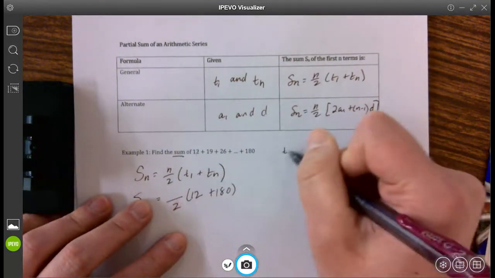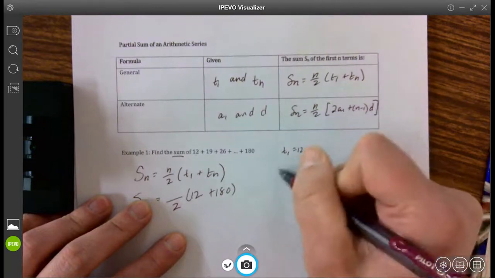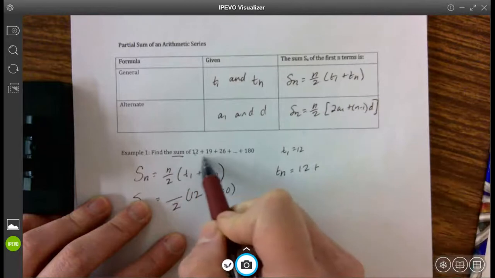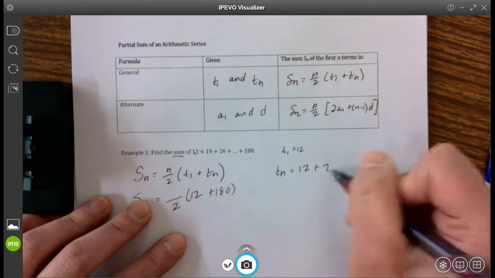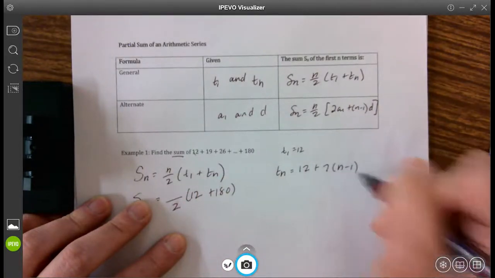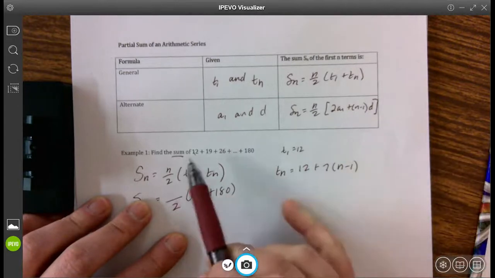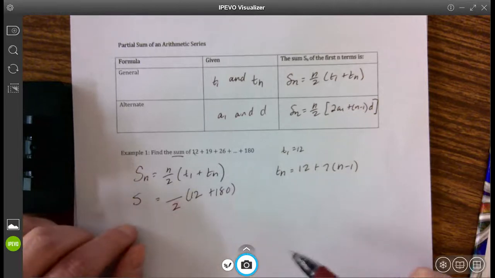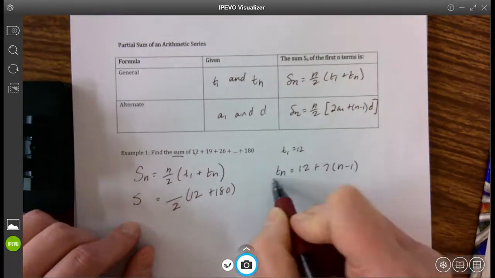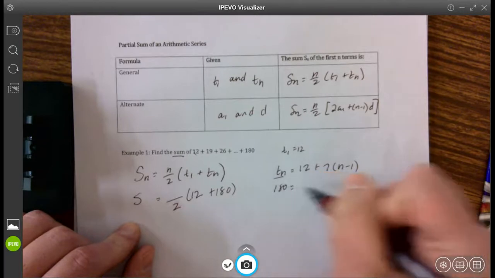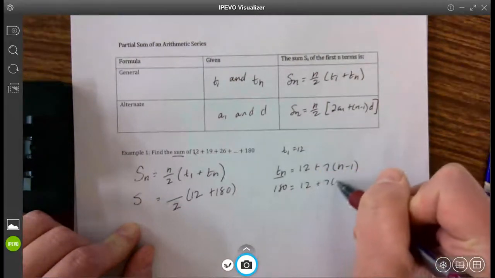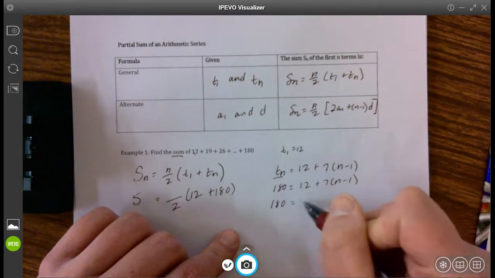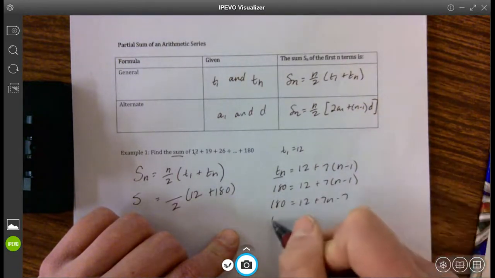Well, my first term is 12. My last term had to have been 12 plus my common difference of 7 times n minus 1. So to find 180, I know it's my first term plus 7 plus 7 plus 7, n minus 1 times. Well, do I know my last term? Yeah, it is 180. Now I can figure out what n is by solving for it since I have everything else.